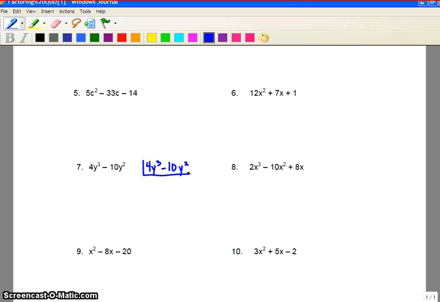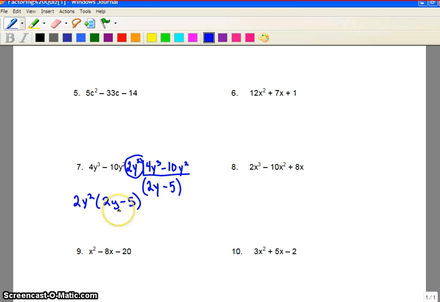I would look at that and say, absolutely. I can take out a 2y squared. If I take out a 2 here, I'm left with 2. If I take out a y squared, I'm left with y. If I take out a 2 here, I'm left with 5. If I take out a y squared, I'm not left with anything. Whatever is on the outside stays on the outside, 2y squared. Whatever is in parentheses stays in parentheses, 2y minus 5.